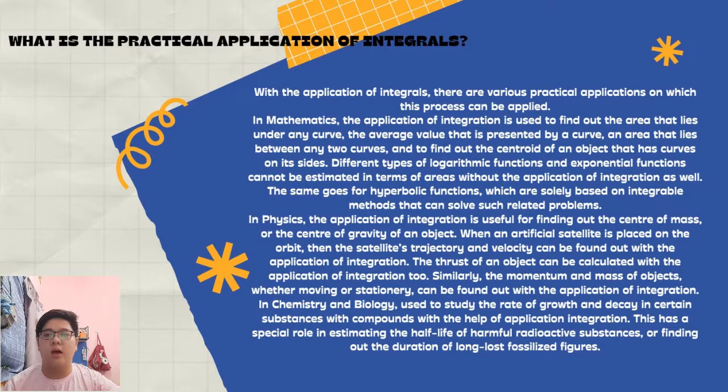In physics, the application of integration is useful for finding out the center of mass or the center of gravity of an object. When an artificial satellite is placed on the orbit, then the satellite's trajectory and velocity can be found out with the application of integration. The thrust of an object can be calculated with the application of integration too. Similarly, the momentum and mass of objects, whether moving or stationary, can be found out with the application of integration.